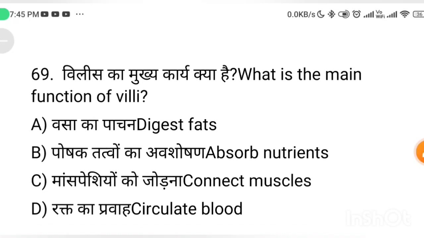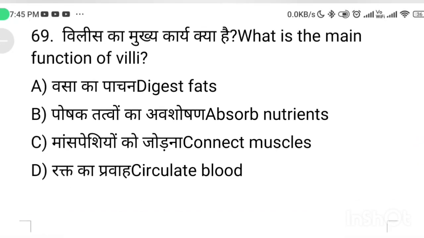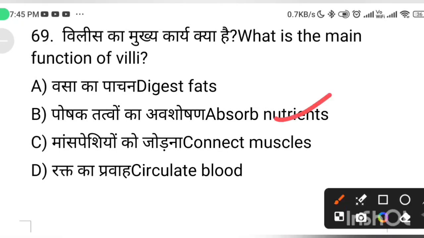What is the main function of villi? Option A, digest fat. Option B, absorb nutrients. Option C, connect muscles. Option D, circulate blood. Correct answer is option B, absorb nutrients.